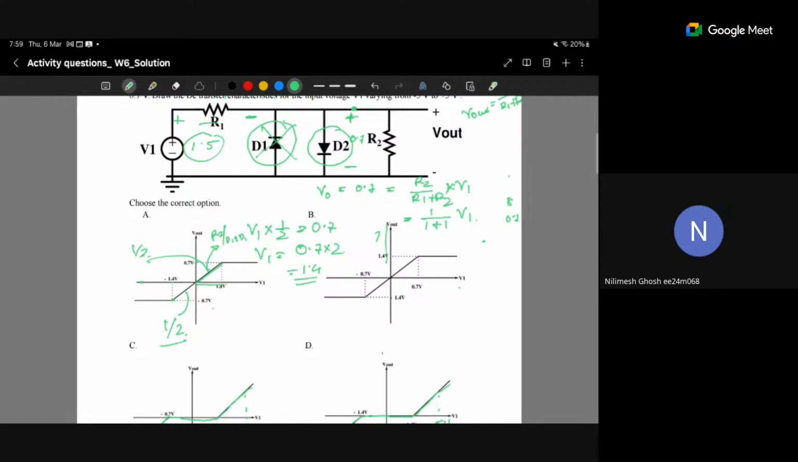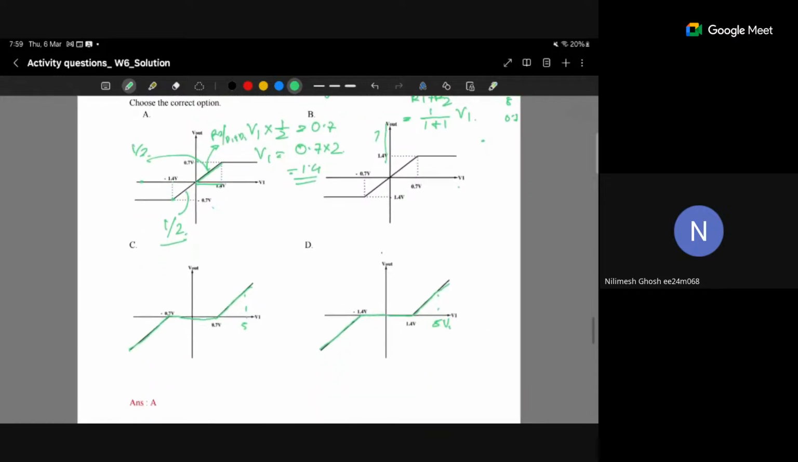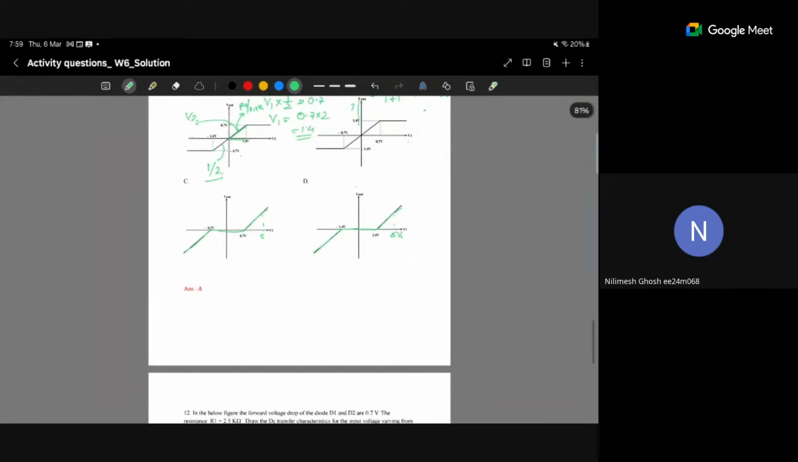Do you know what is the name of the circuit? Clipping, sir. It's a clipper. It's actually a both level clipper. So everyone got the solution here.